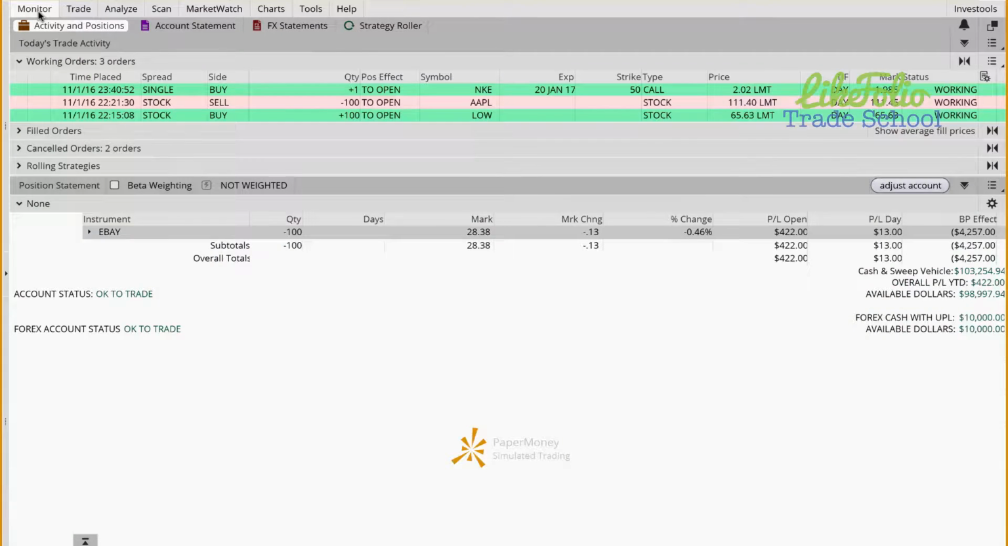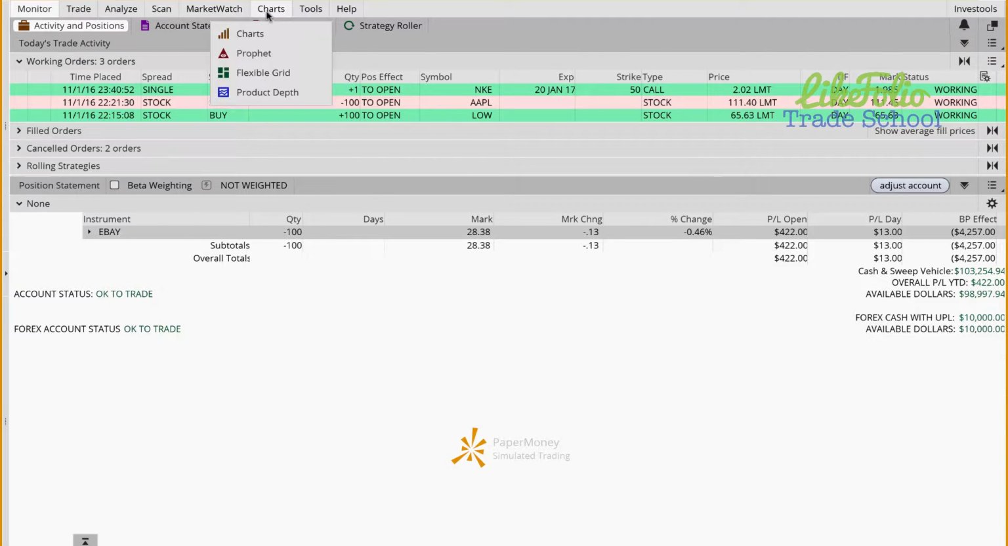You can go over here to the monitor tab to see it routed, and you can see it here at the top. We're going to buy one Nike, 20 Jan 17, 50 call at 2.02 debit. Current mark is 1.985, so that basically says the market price for that is $1.98, and it's currently working. I'm going to get rid of these other two just for good measure.